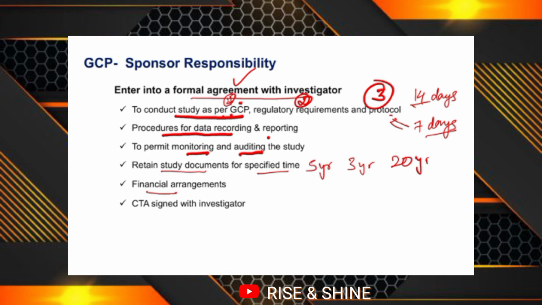Financial agreement, like what will be the arrangement of the finance, CTA signed with the investigator, right? So all these things, confidentiality agreement is signed with the investigator, that he has to do the trial per GCP, regulatory requirement and protocol, and he has to record data in a proper way, because there is no use of the trial if that investigator is not recording data properly. And they have to allow monitoring and auditing to happen at their site. And not only that, they have to keep the study record for a specified time, and they also need to come to an agreement on financial terms.